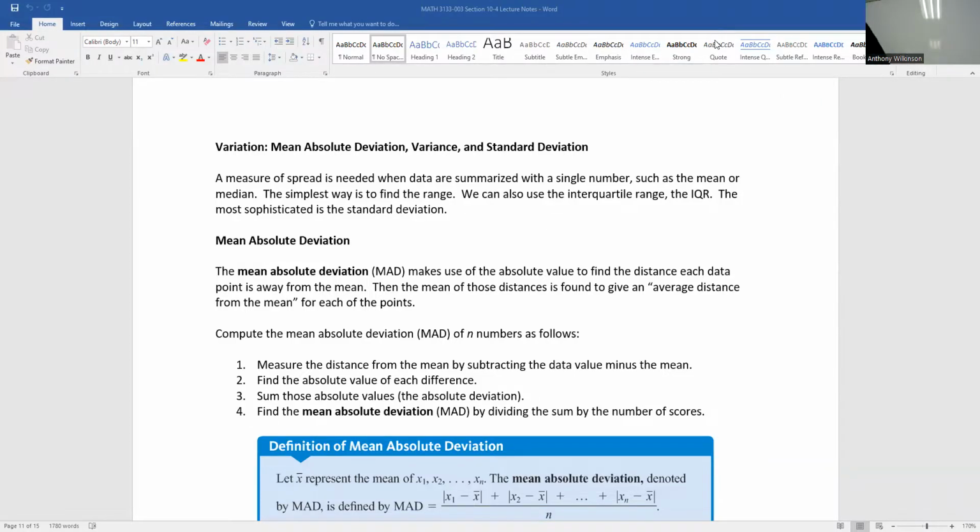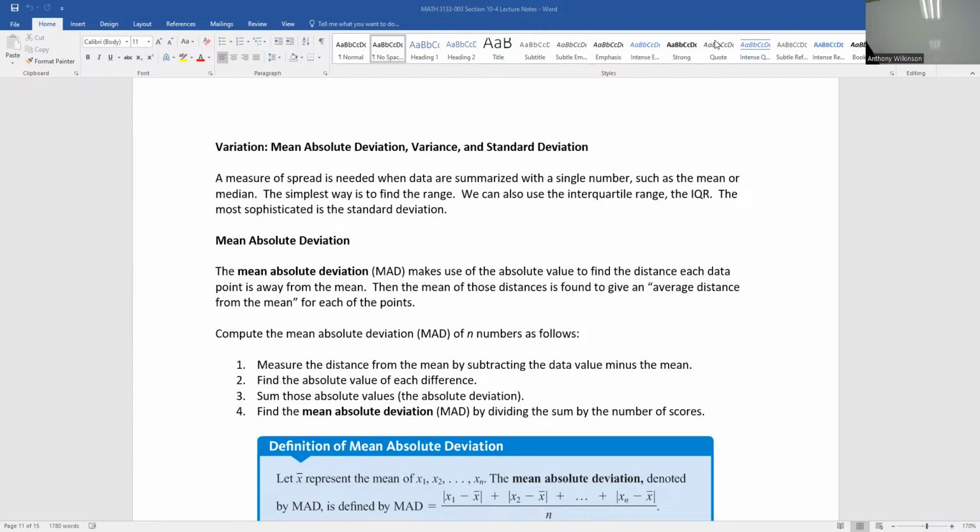Okay. All right, so already in section 10.4, we talked about the measures of central tendency that deal with the mean, median, and mode. Then we went over how to choose the most appropriate measure of central tendency. Usually it depends on the data itself. And we also talked about measures of spread.